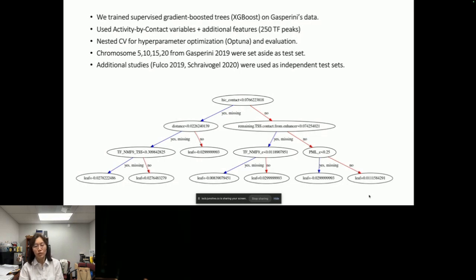We set aside chromosomes 5, 10, 15, and 20 from Gasparini as the test set, and we used two additional studies that we introduced earlier as independent test sets.